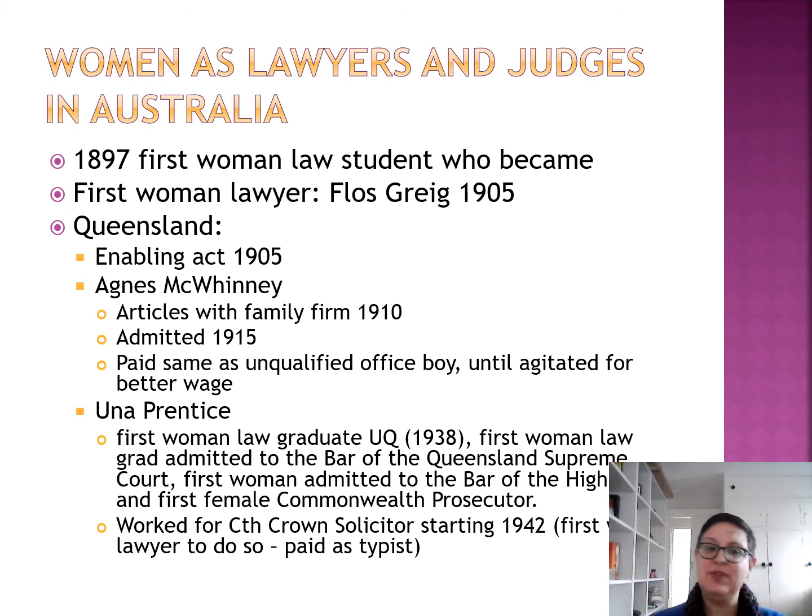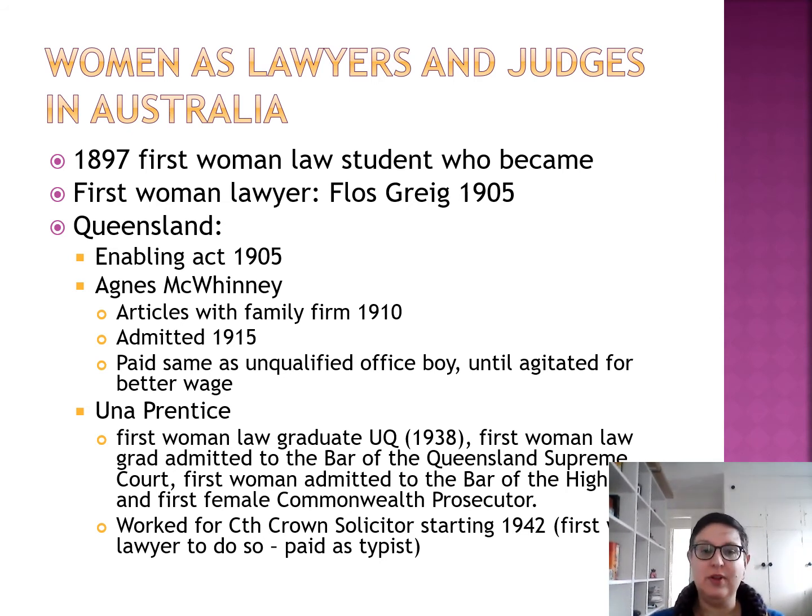So Una Prentice was the first woman law graduate. She was actually the first woman admitted to the practice of law and admitted to the bar of the Queensland Supreme Court, so admitted as a barrister. Agnes McWhinney was admitted as a solicitor. It used to be that you were admitted as one or the other. You were not admitted back then as a legal practitioner, but as a solicitor or as a barrister.